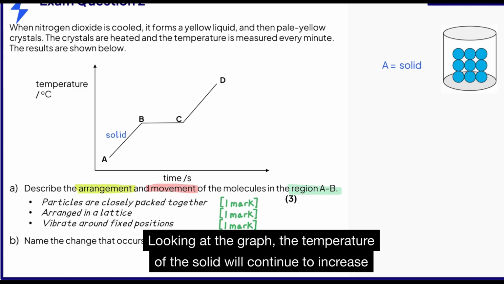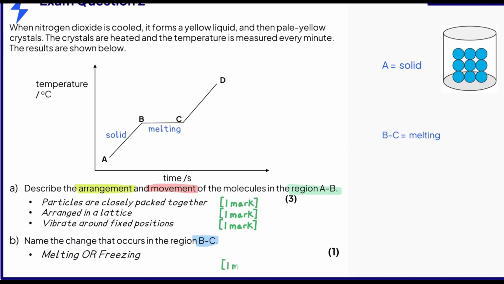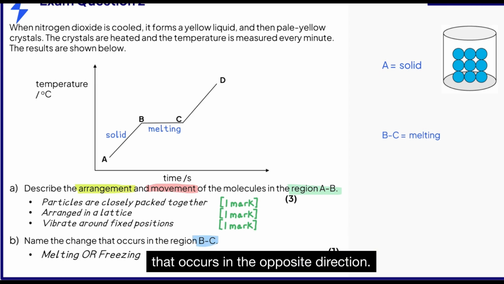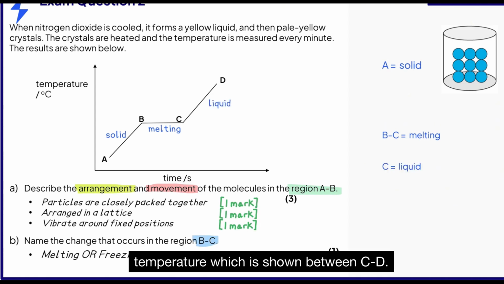Looking at the graph, the temperature of the solid will continue to increase until it reaches its melting point, which occurs in the region of B and C. You would also score the mark for freezing, as this is the change of state that occurs in the opposite direction. Once the substance is melted, the liquid will continue to increase in temperature, which is shown between C and D.